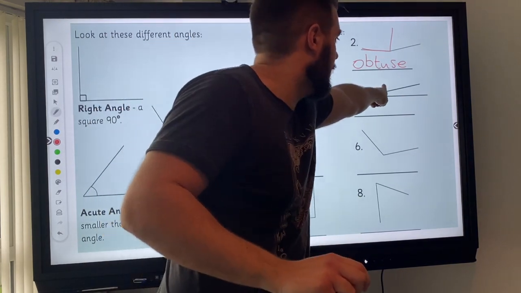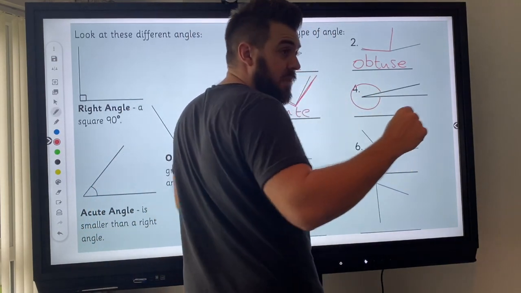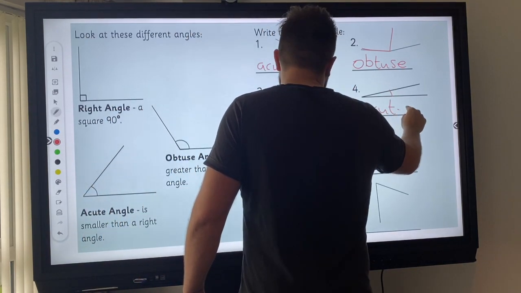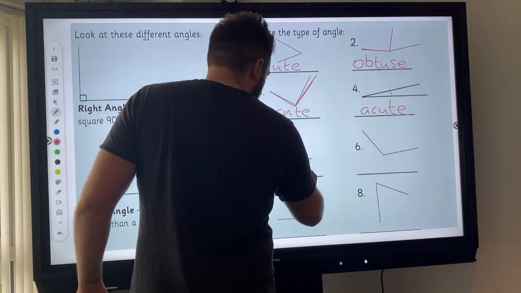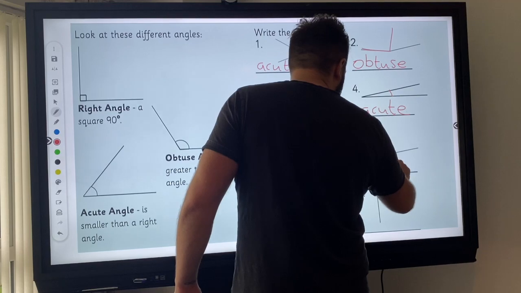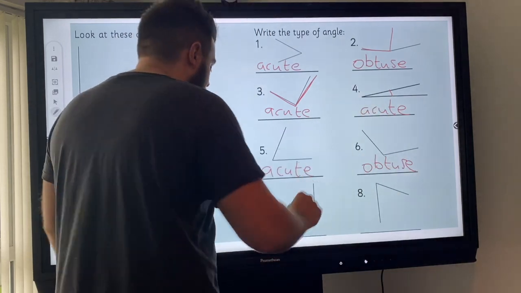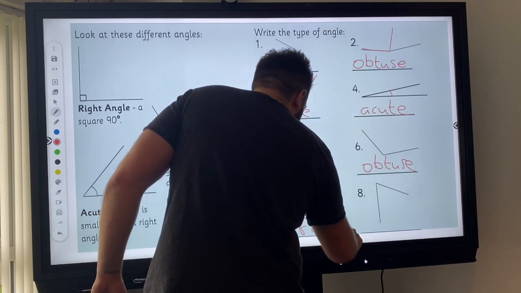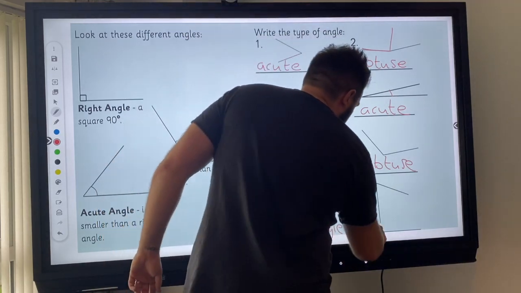Number four, oh, it's very small. Well, it depends what we're measuring. If we were measuring this one, it would be a reflex, but we're not measuring that today. It would be this one in here, and that would be an acute angle. So far they're really all acute. Another one as well, smaller than an L, has to be acute. Six, bigger than an L, has to be obtuse. Seven, very close, but I do think that is an L, so it has to be a right angle. And number eight, oh, it's very difficult, but I think it's just smaller than an L, so that's going to be an acute angle.